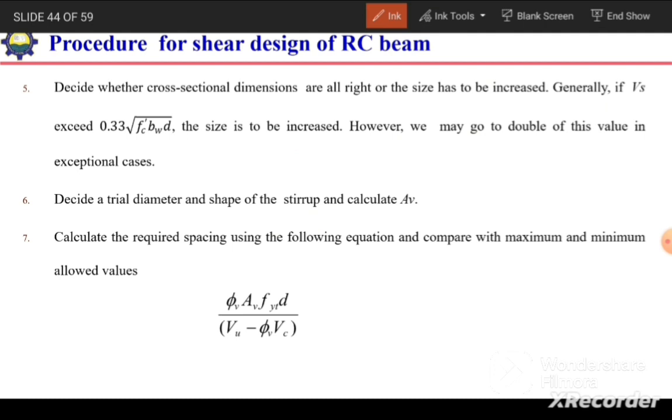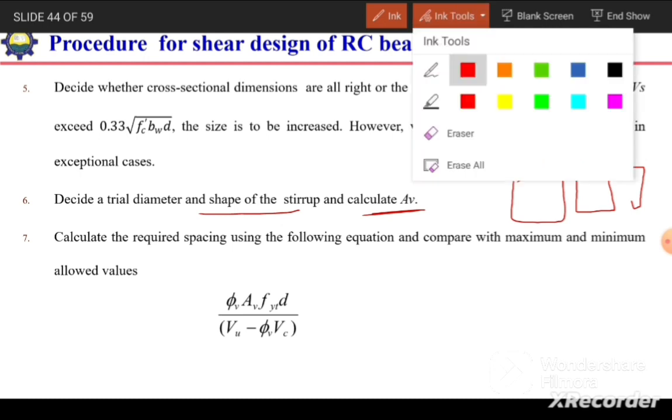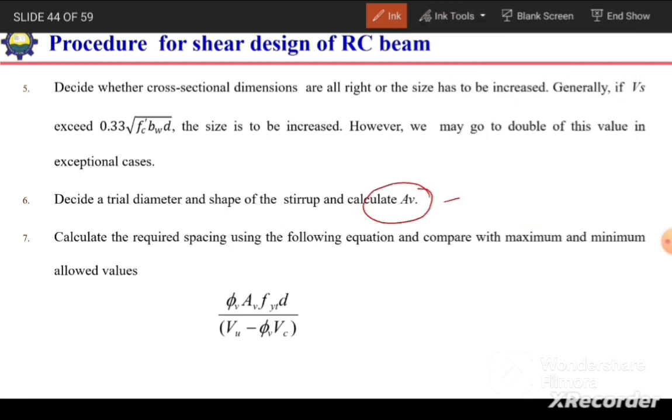Okay, after checking the size of the beam, the next step is to decide a trial diameter and shape of the stirrup and calculate Av. So we need to decide the diameter of the stirrup, for example number 10, or in US customary number 3 bar. And the shape of the stirrup, whether it should be a double-leg stirrup, a triple-leg stirrup or a four-leg stirrup. After deciding the diameter and shape, we can calculate the Av, which will be equal to the area of the bar times the number of legs.